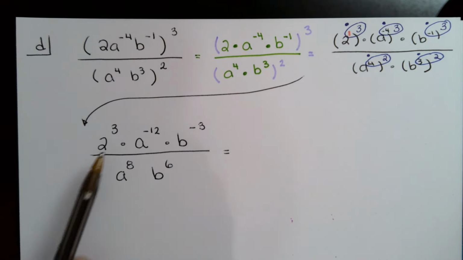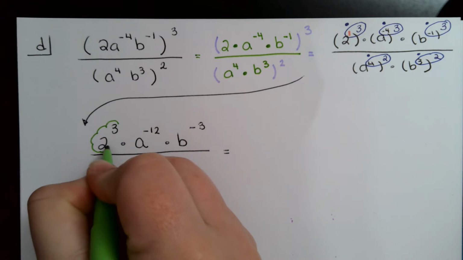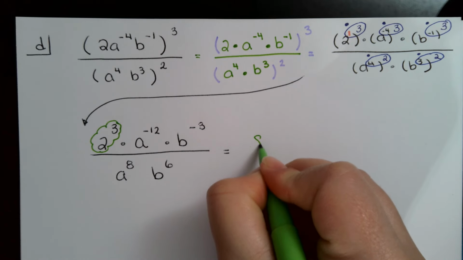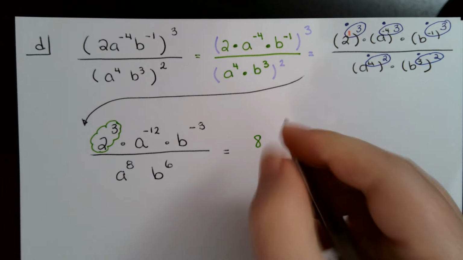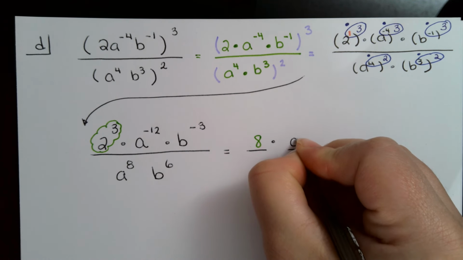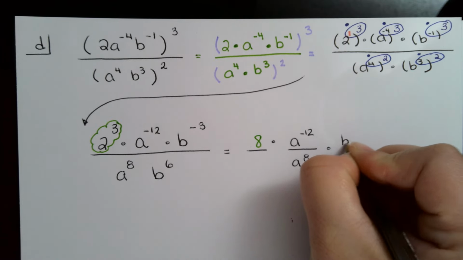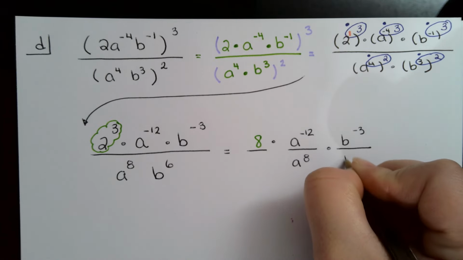Next, you have a choice to make. You can immediately evaluate 2 to the third power. 2 to the third power is 2 times 2 times 2, which is 8. So we can absolutely evaluate this as 8, or you can keep it and do that later. It's up to you. I am, however, going to be splitting things up. So we got A's over A's and B's on top of B's.